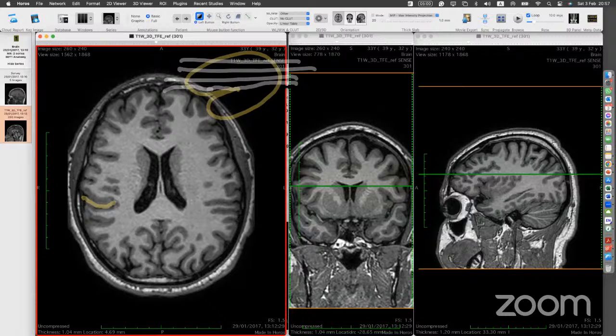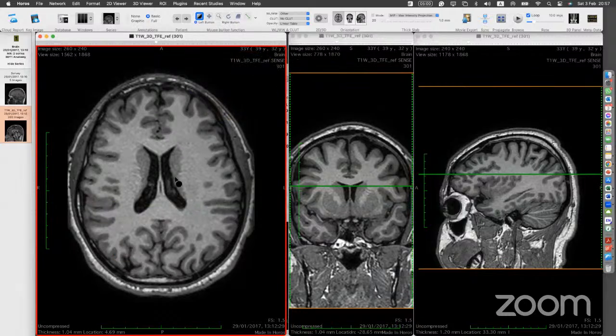And again, here's the exercise. So this is the frontal lobe until it is interrupted by the Sylvian, and this is the temporal lobe, and this is the parietal lobe. So let's take them off and continue a little bit downwards.